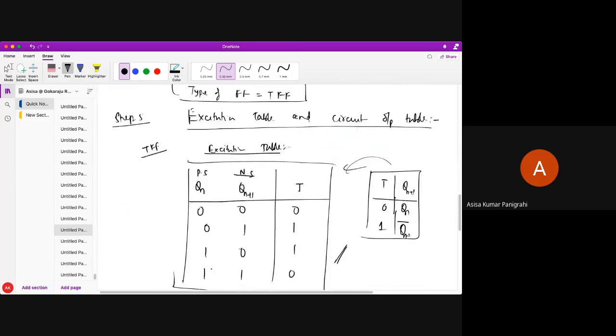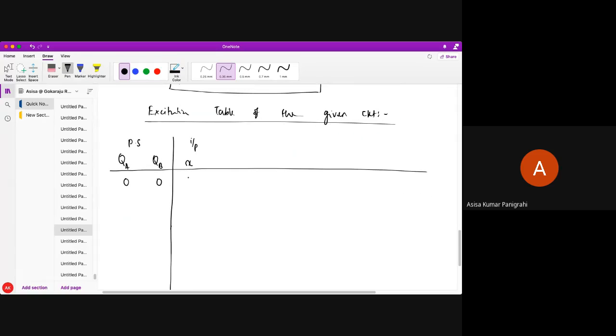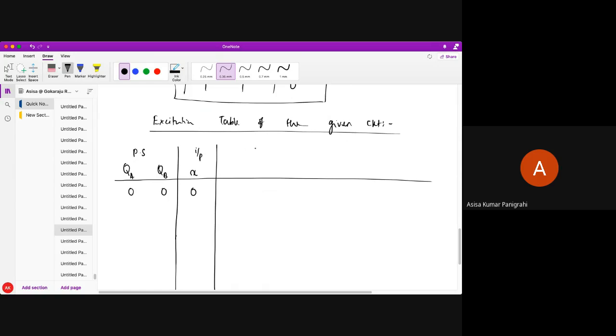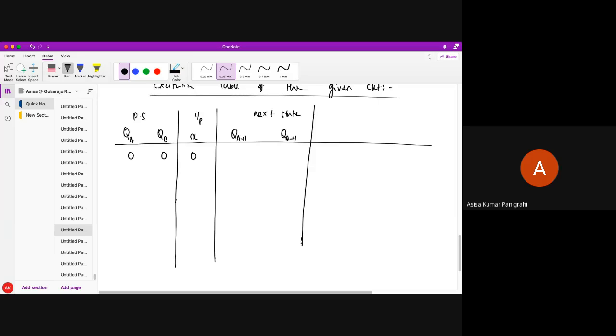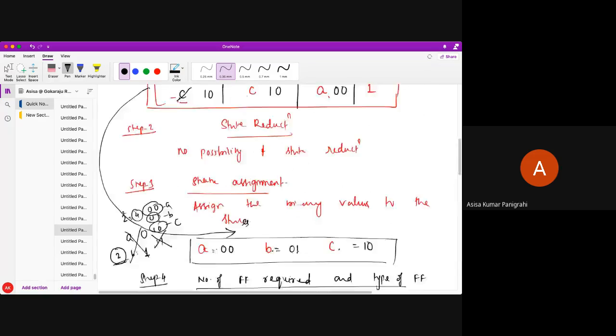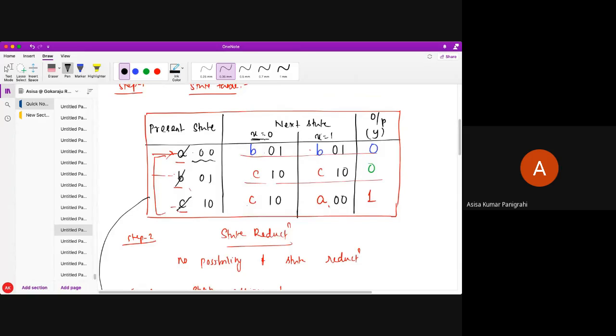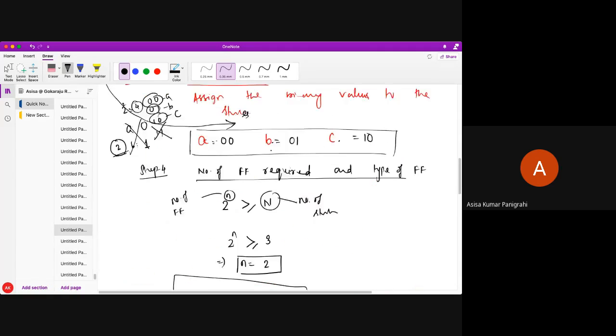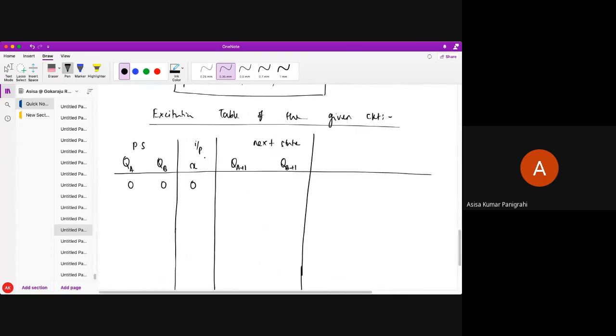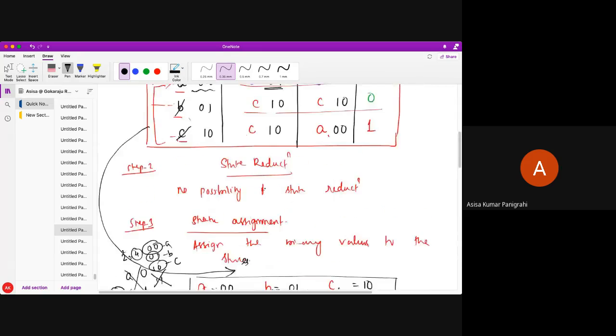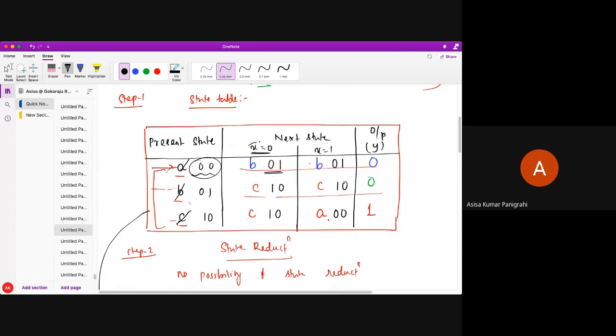After this, you check for input x equal to 0. Now I am in present state 0 0. Which next state will I go to? The next state is QA plus 1 and QB plus 1. If I am at present state 0 0 and my input is 0, I am going to next state 0 1. That is what I am writing.